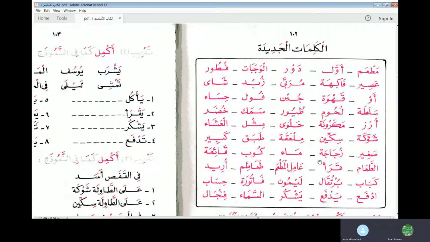Went out, I think, is past tense. Goes out is fi'l muzari. Kharaja would be here. Yes, kharaja is fi'l mazi and yakhruj is fi'l muzari. Went out is kharaja, goes out is yakhruj. Fi'l mazi, fi'l muzari. Okay, next we have our new words.